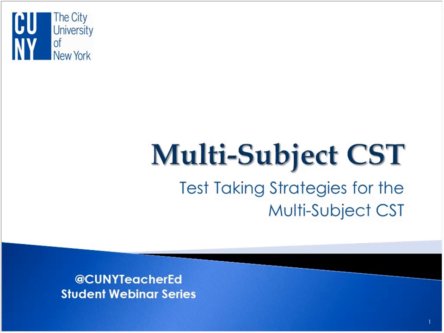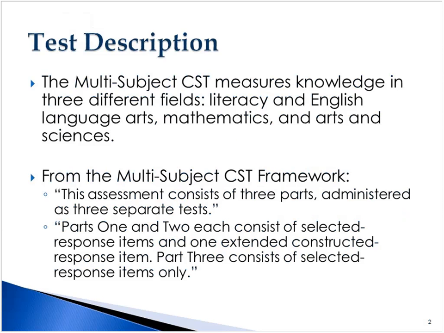Today's webinar is focused on the new multi-subject content specialty test. The multi-subject CST measures knowledge in 3 areas and is broken up into 3 distinct tests: literacy and English language arts, mathematics, and arts and sciences. According to the exam framework, Part 1 and 2 consist of selected response items, which you can think of as multiple choice questions, as well as 1 extended constructed response item, which will require an extended written response based on evidence that you're given to read over.